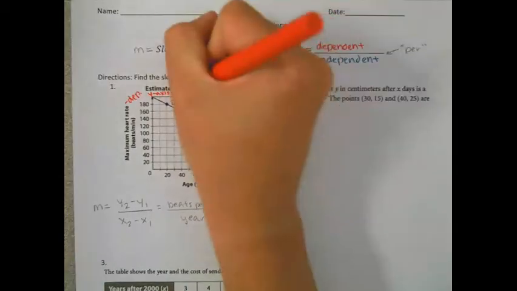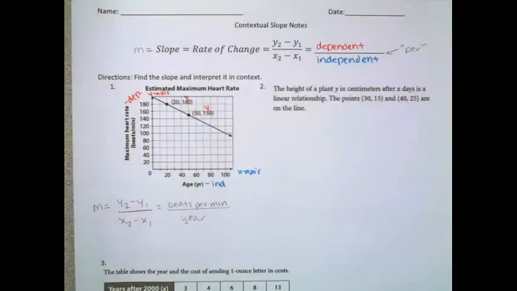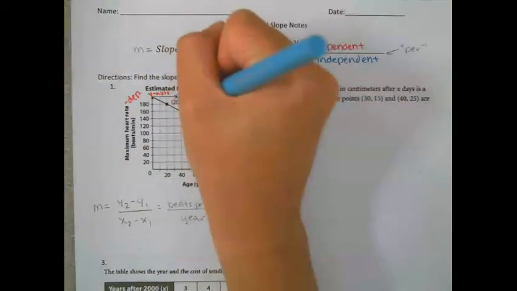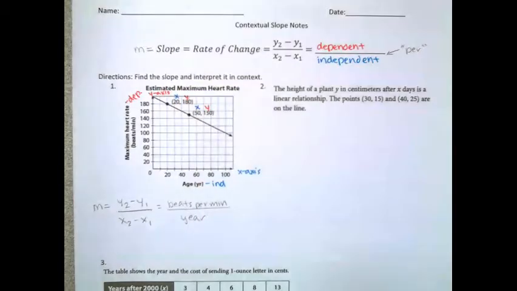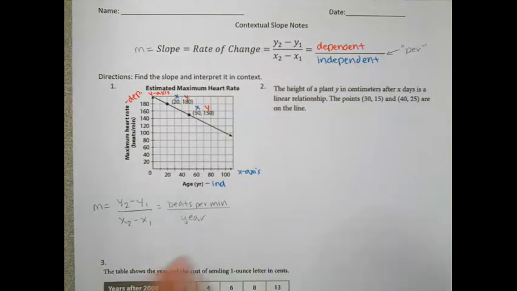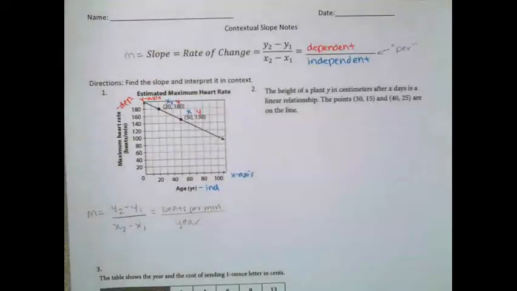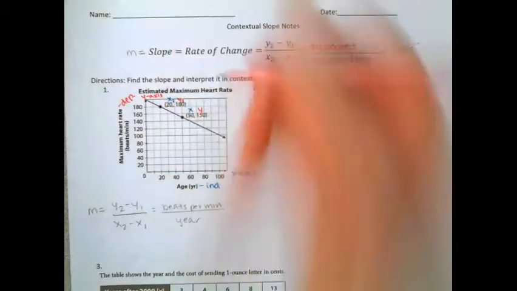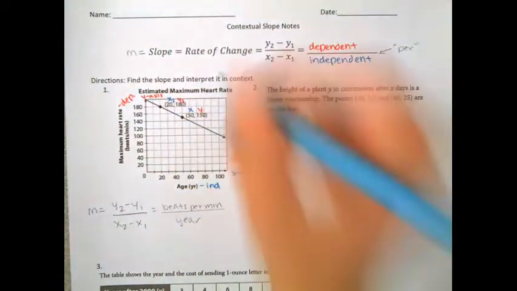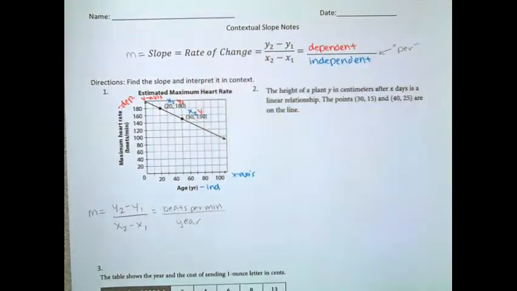So these are both y values, and the 20 and the 50 are both x values. It doesn't matter what you pick to be your y1 and your y2, or your x1 and your x2, as long as they're correlated together. So if I pick this to be my x1, that means the y next to it is also my y1. So that means this is x2, and then that's y2.